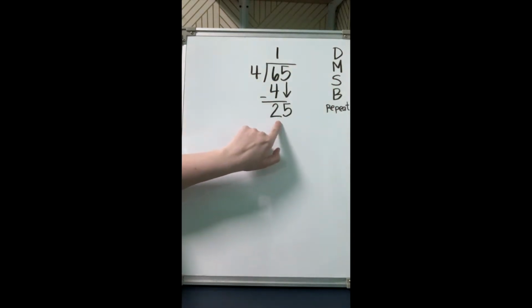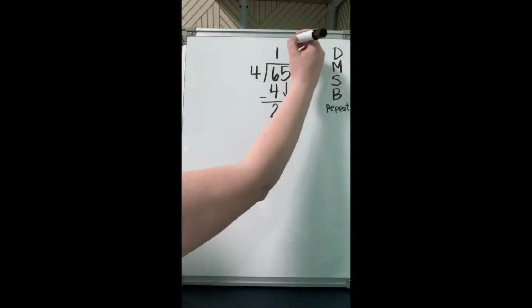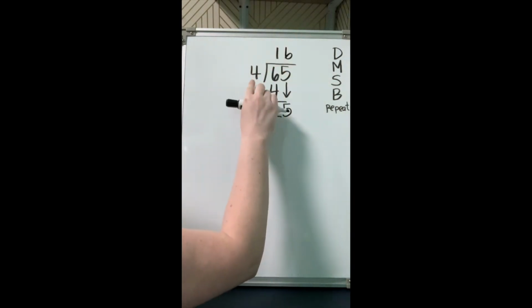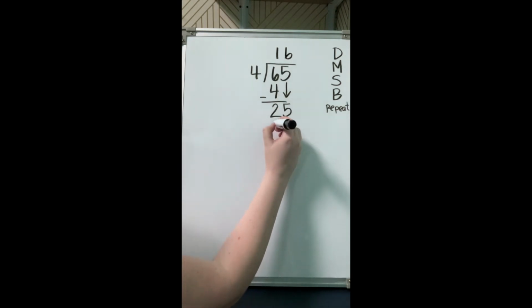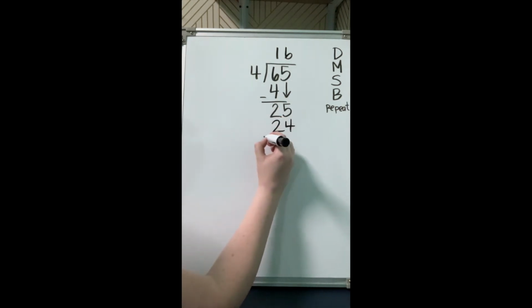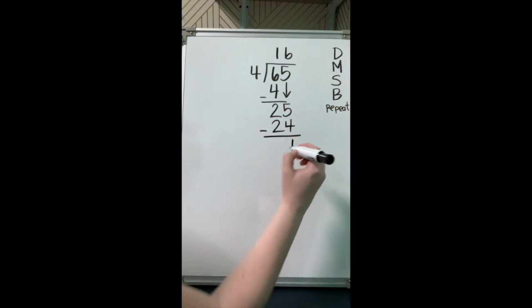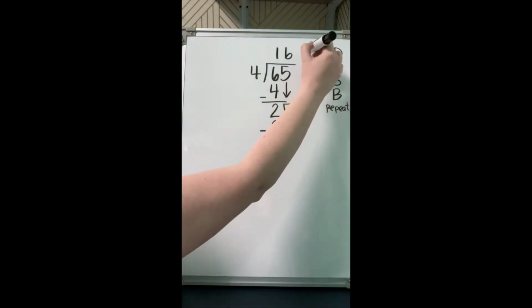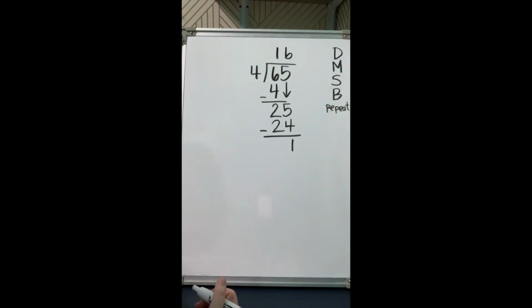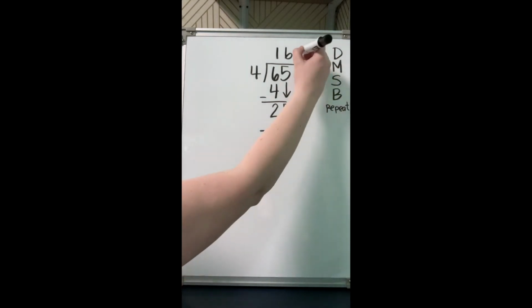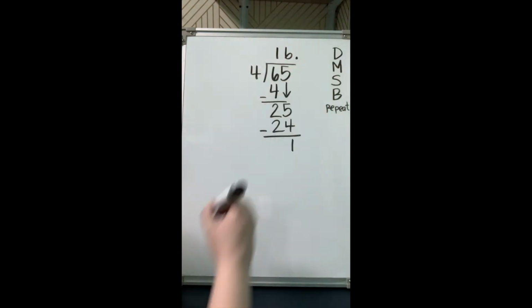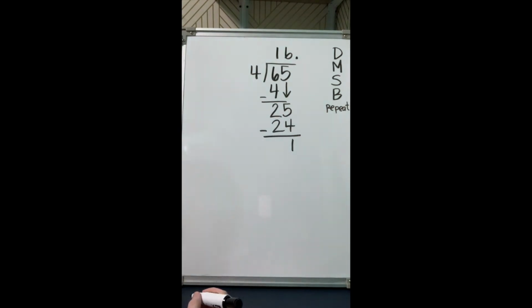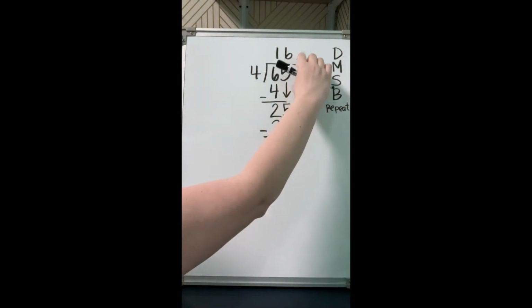Now we repeat, we go back up to divide. How many times does 4 fit into 25? 4 fits into 25 6 times. 4 times 6 is 24. Subtract, and we get 1. So normally this would be the point where we would write 16 remainder 1, but we are moving up a level in our division skills as 5th graders now, and we're going to learn how to add a decimal instead of the remainder.